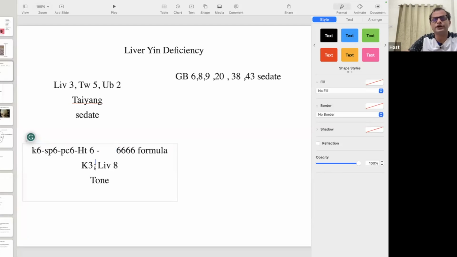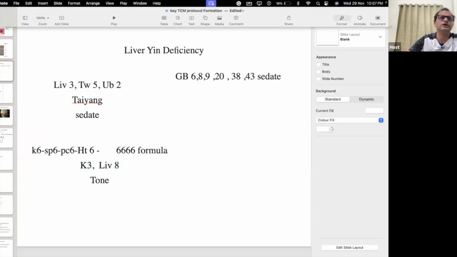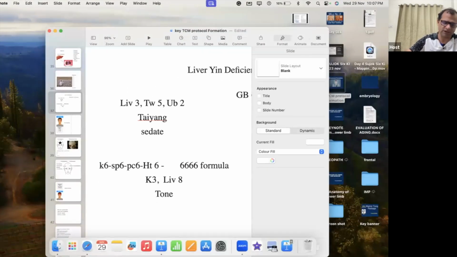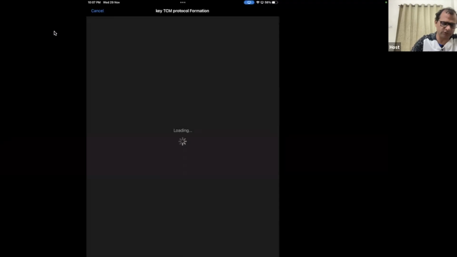With that, we are using kidney 3 point to cool down the kidney, liver 8 point to nourish the liver. Now we have done a very good job. What did we do here? We are cooling down the kidney, we are strengthening the kidney, and we are cooling down the liver.